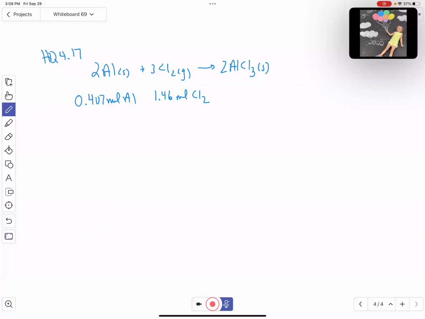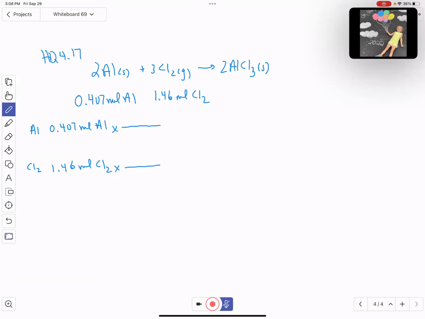So we'll do the limiting reagent step first. We'll do that for aluminum. We'll do that for the chlorine, right? So 0.407 moles of aluminum and 1.46 moles of chlorine. We want to convert them both into moles of the aluminum chloride so we can kind of see what's there in excess or not, right?